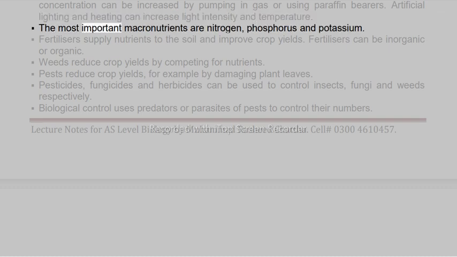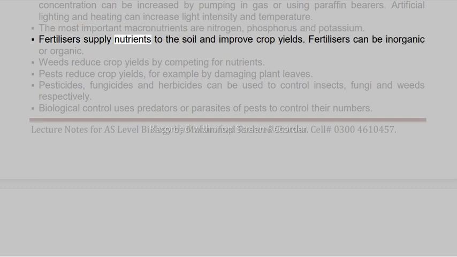The most important macronutrients are nitrogen, phosphorus, and potassium. Fertilizers supply nutrients to the soil and improve crop yields. Fertilizers can be inorganic or organic.